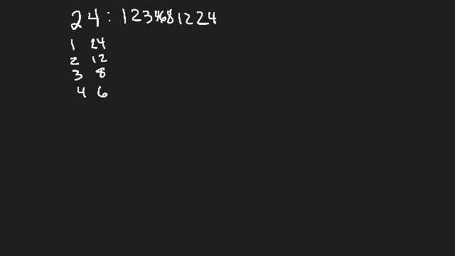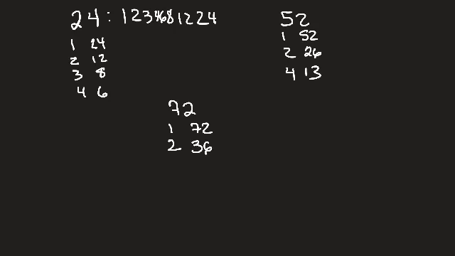So one of your exercises today is going to be able to take numbers like 52 and break them down. 1 and 52, 2 and 26, 4 and 13, and that's it. How about the number 72? 1 and 72, 2 and 36, 3, I don't think it goes 3 times.